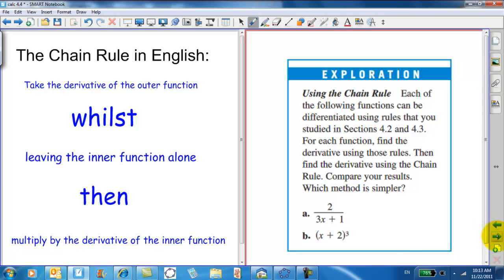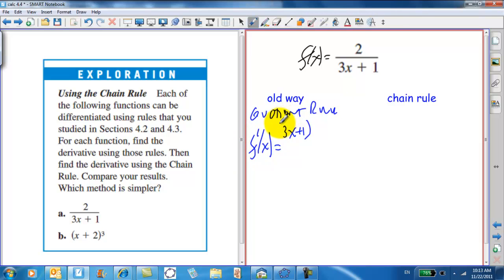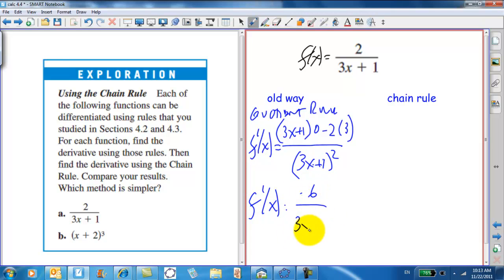Let's practice using it. First we'll explore the old way and the new way. The old way on this one, if we call this f of x, would be the quotient rule. And you say, oh well, to do the derivative, we've got to take the bottom times the derivative of the top, which is 0, minus the top times the derivative of the bottom, which is 3, all over the bottom squared. So we get negative 6 over (3x plus 1) squared.